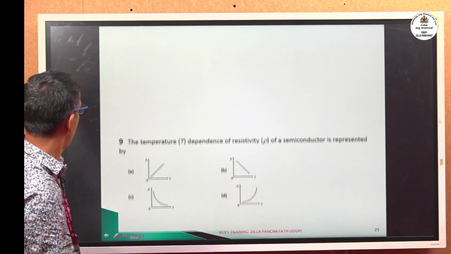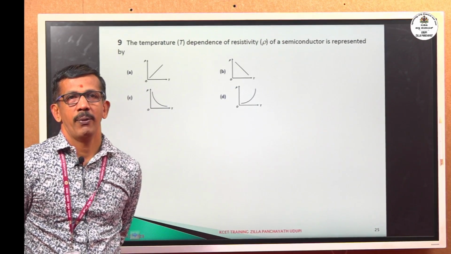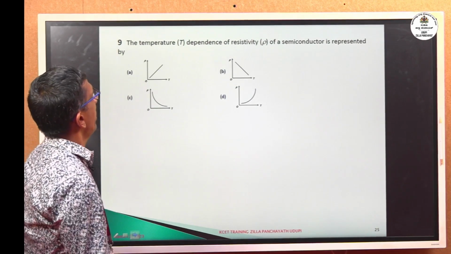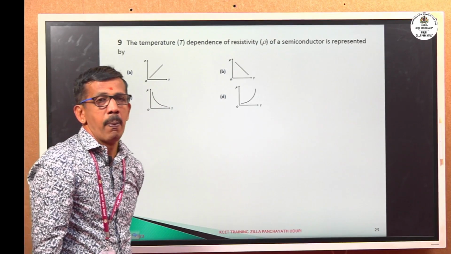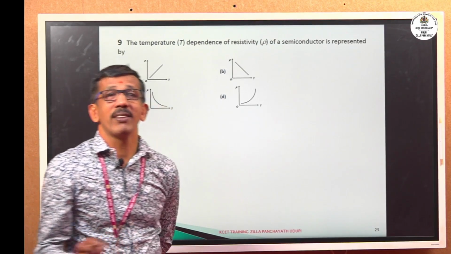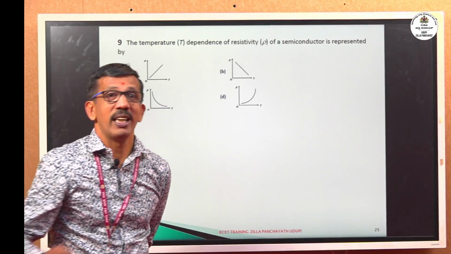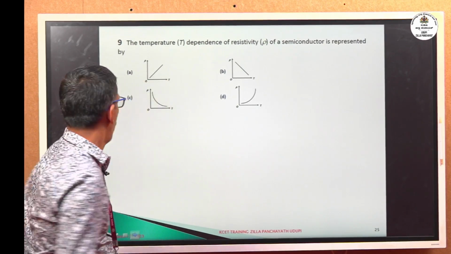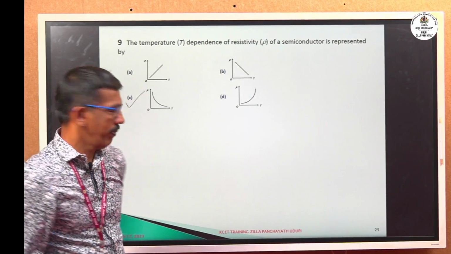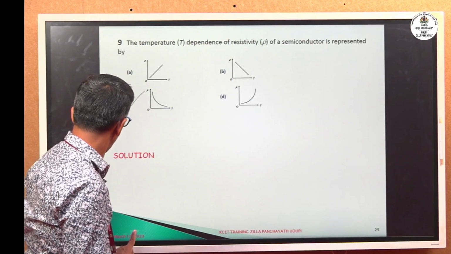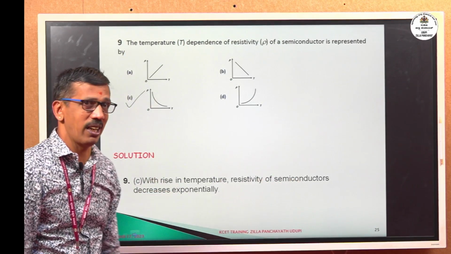Now we move on to question number 9. It is also a graphical question. Very important question. The temperature dependence of resistivity of a semiconductor is represented as. So, we know as temperature increases, in case of a semiconductor, resistance decreases. The decrease is exponential in nature, so option C is the right answer. With the rise in temperature, resistivity of semiconductors decreases exponentially.